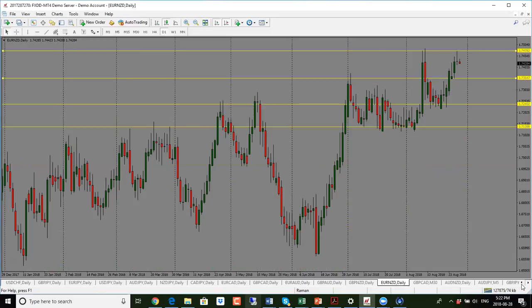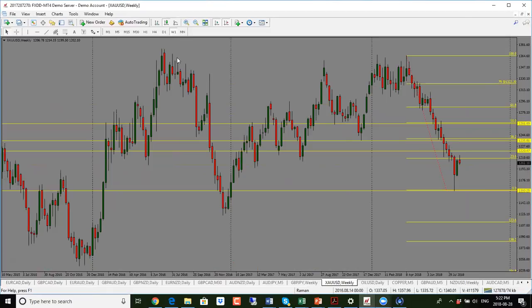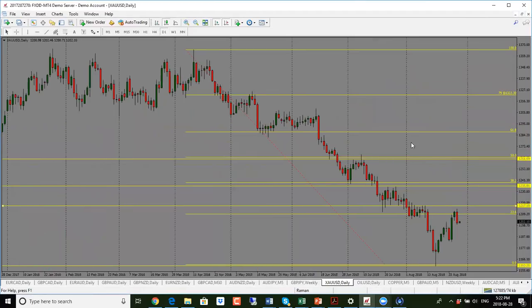Okay, so next thing, let's have a quick peek at gold here. So gold is turning around here. It pulled back into this previous support resistance, hasn't gone higher. I was looking for it to go higher here. It hasn't done that. It is looking bearish.